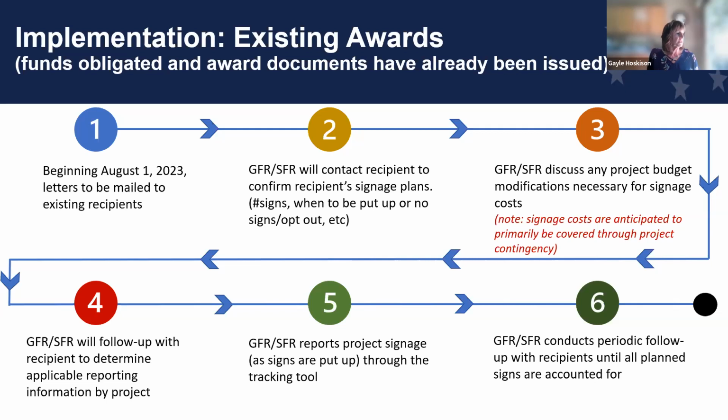GFR or state field representatives will follow up with the recipient to determine applicable reporting information by project. And then they will report the signage as signs are put up through that tracking tool that will be demonstrated here in a minute. And then they also conduct periodic follow-ups with the recipient until all the planned signs are accounted for. Next slide, please.